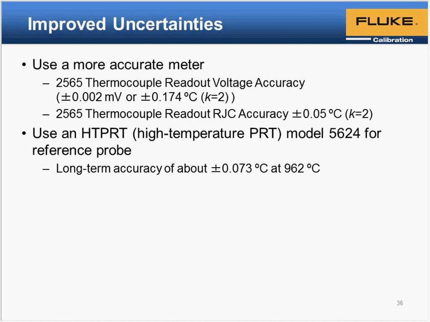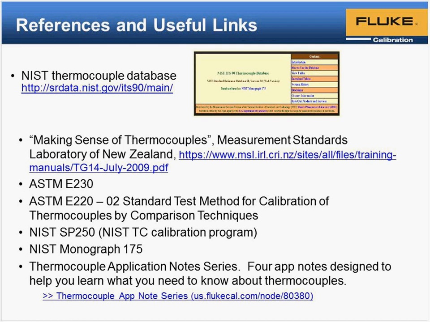So with that, earlier I mentioned some equipment with better specs. Here are some numbers related to that equipment, like the Fluke 2065 reference thermocouple readout. Its internal RD accuracy is 0.05 versus 0.25 for the 1586. You can also use a reference PRT instead of a reference thermocouple, and that helps reduce the uncertainty significantly. So with that, I'm going to turn the time over to Steve, and then we'll transition into question and answer.